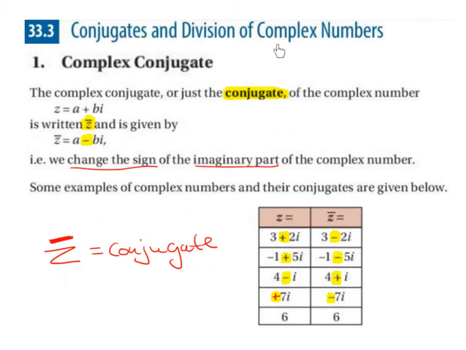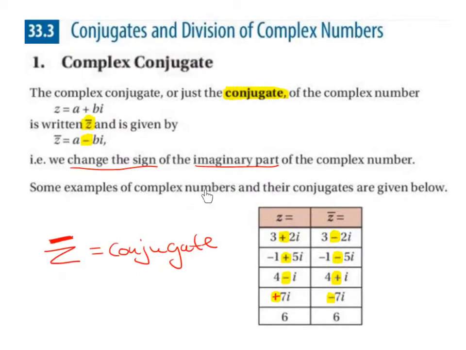Conjugates and division of complex numbers. Part 1. Complex conjugate. The complex conjugate, or just the conjugate, of the complex number z equals a plus bi is written as z with a bar on top of it and is given by the conjugate of z equal to a minus bi.